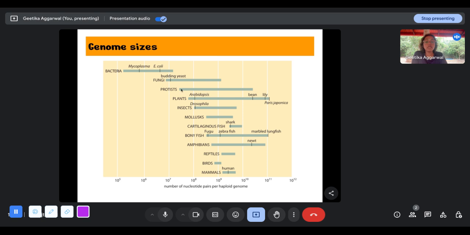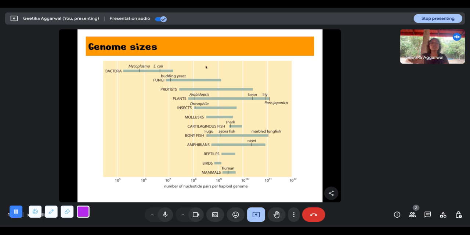If you compare the genome sizes of different organisms, in single celled organisms like bacteria, fungi, mycoplasma, and E. coli, the number of nucleotide pairs is on the order of 10 to the 5 or 10 to the 6, so millions of them. Then protists and plants are in the range of 10 to the power 8. Plants have a huge range, going as big as 10 to the power 11. Insects span 10 to the 8 to 10 to the 9. Mollusks have a similar range. And mammals and humans fall here. As I said, we have 3.2 billion base pairs, so 10 to the power 9. Birds are also around 10 to the power 9.